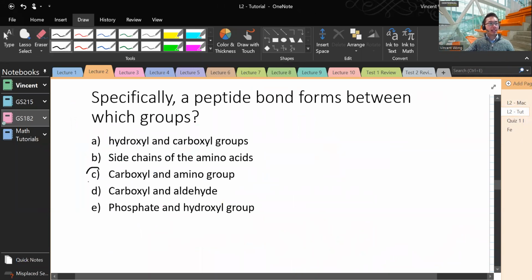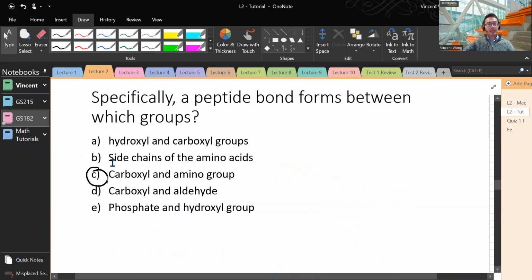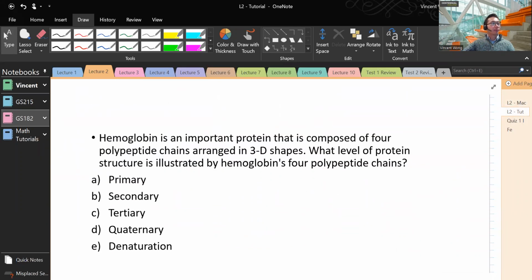The answer is C. We do not connect the side chains. The side chains are never connected. All right, so if you see this question on the quiz, make sure you choose carboxyl and amino group. For those of you who chose B, have I convinced you by showing you this picture of why the answer is carboxyl and amino? Any question about that? Okay, another one.